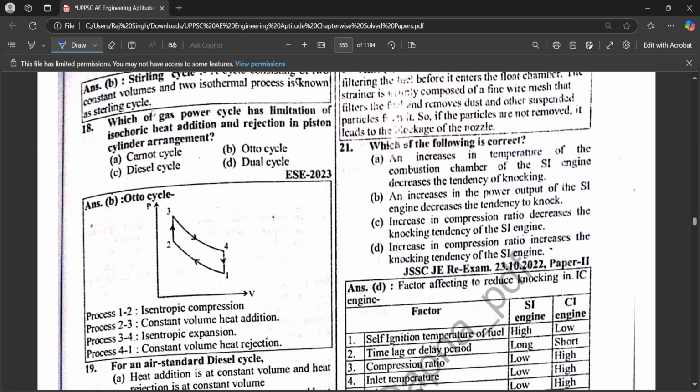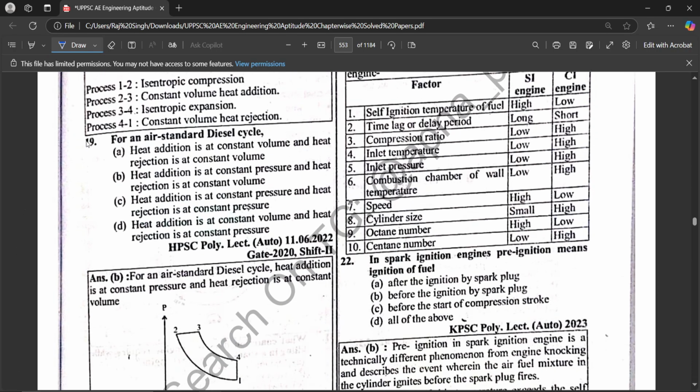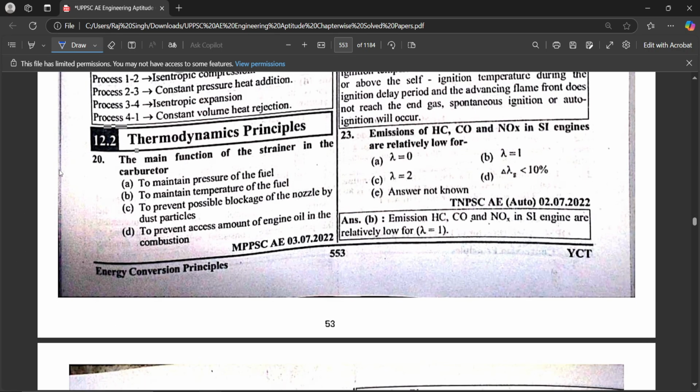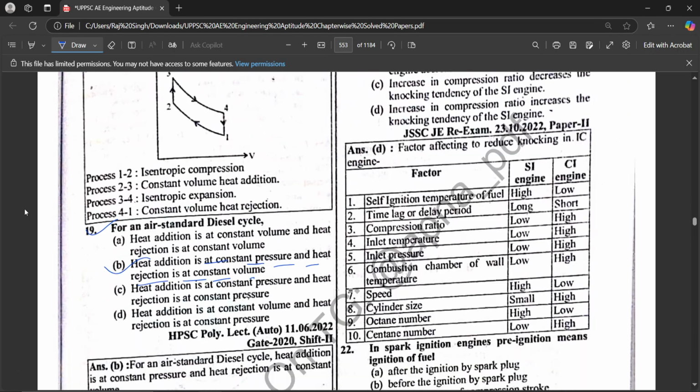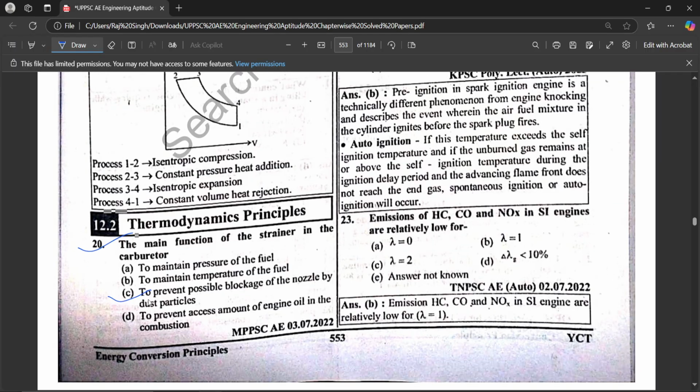Which of the gas power cycles has limitation of isochoric heat addition or rejection in piston cylinder arrangement, which is Otto cycle? For an air standard diesel cycle, heat addition is at constant pressure and heat rejection is at constant volume. The main function of the strainer in the carburetor, which is to prevent possible blockage of the nozzle by the dust particles.